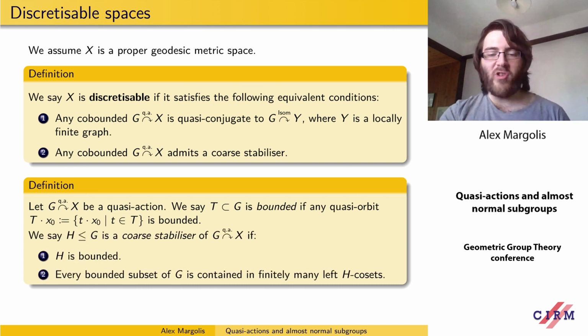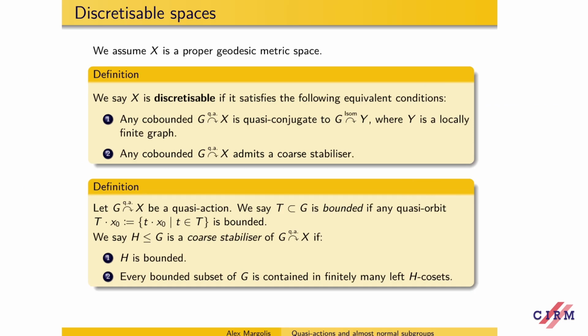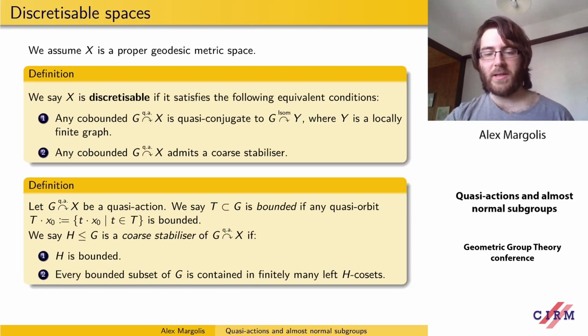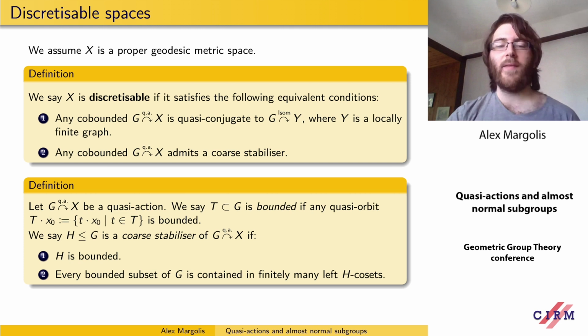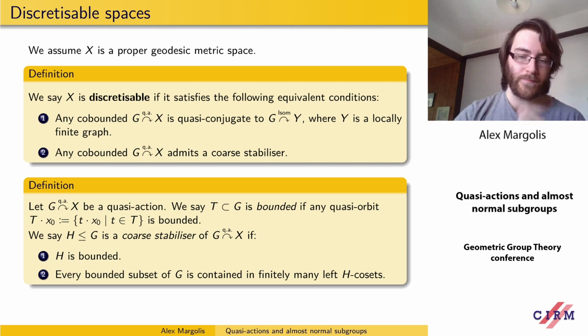And then if we have a subgroup of G, we say it's a coarse stabilizer of the quasi-action if, firstly, it's bounded, and then every bounded subset is contained in finitely many left H cosets. And the first condition, H being bounded, vaguely says that H can't be too big. And the second condition says H can't be too small. It has to be just the right size to capture enough of the geometry of this quasi-action.